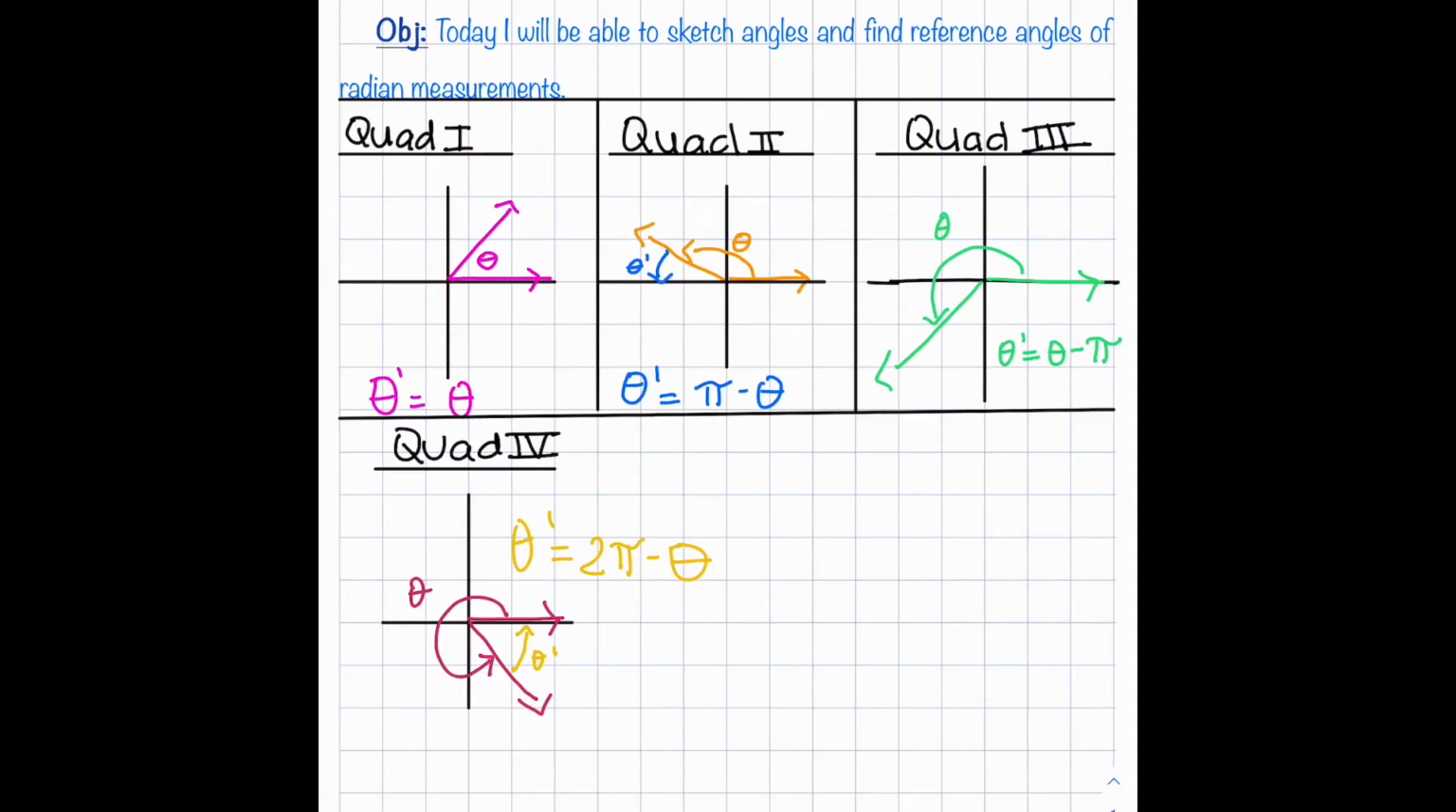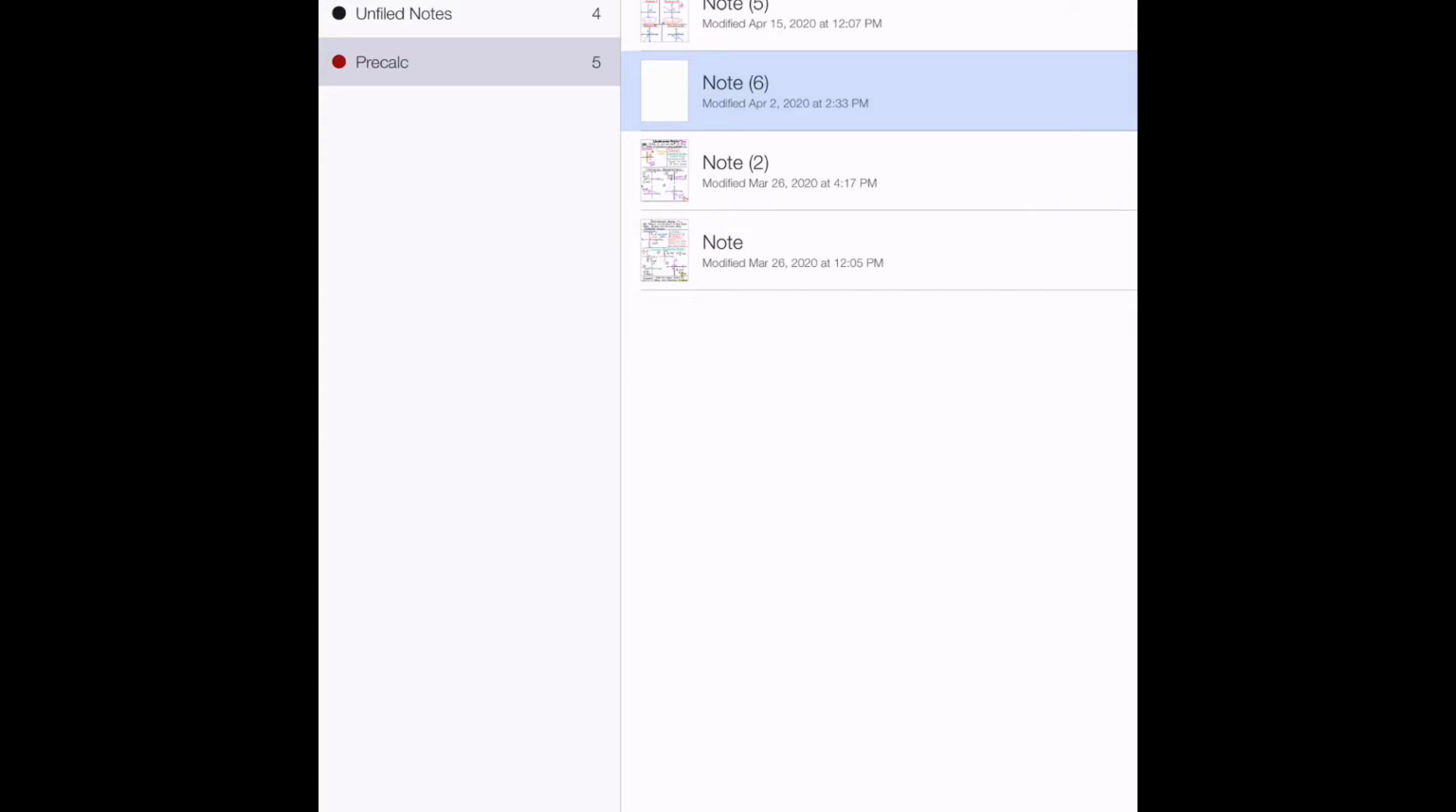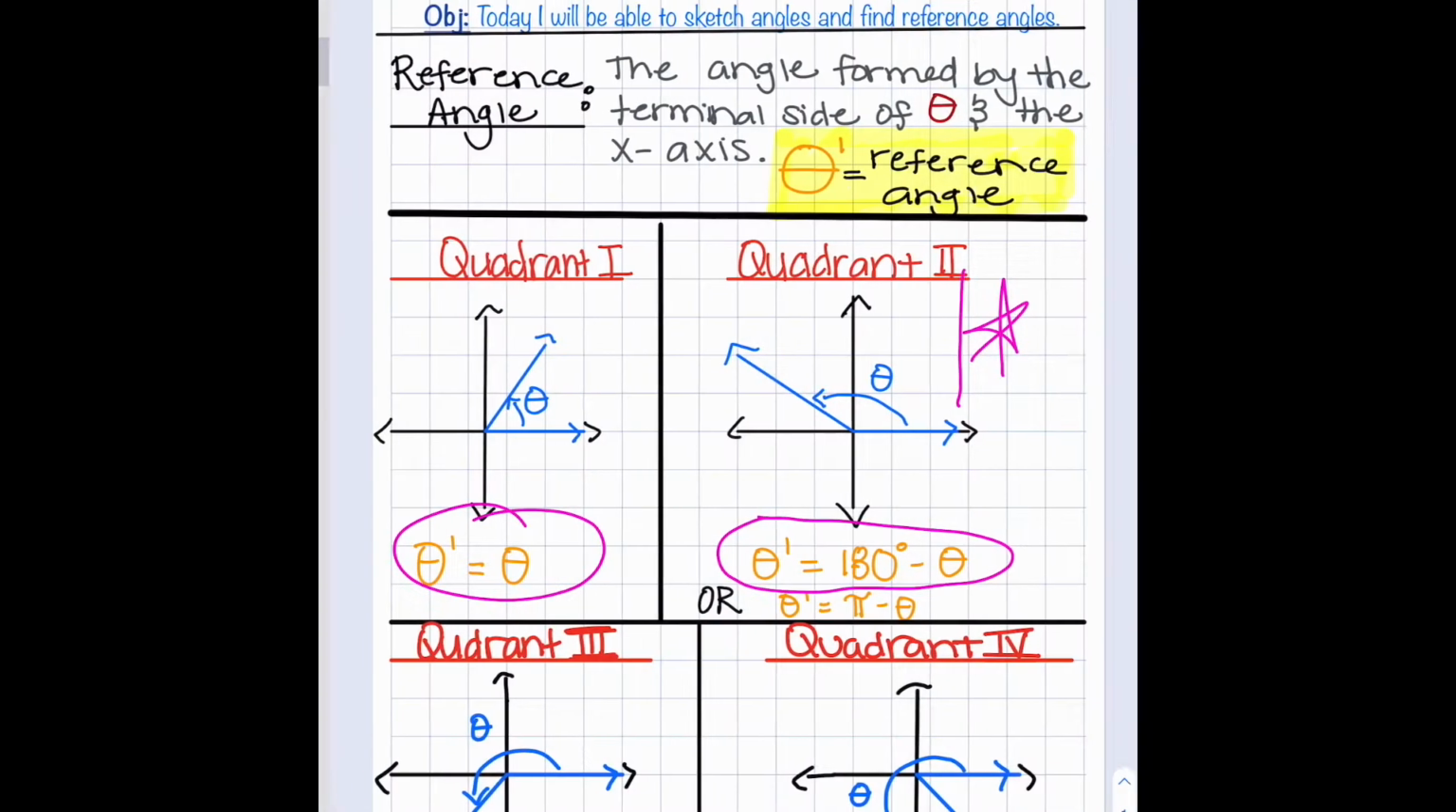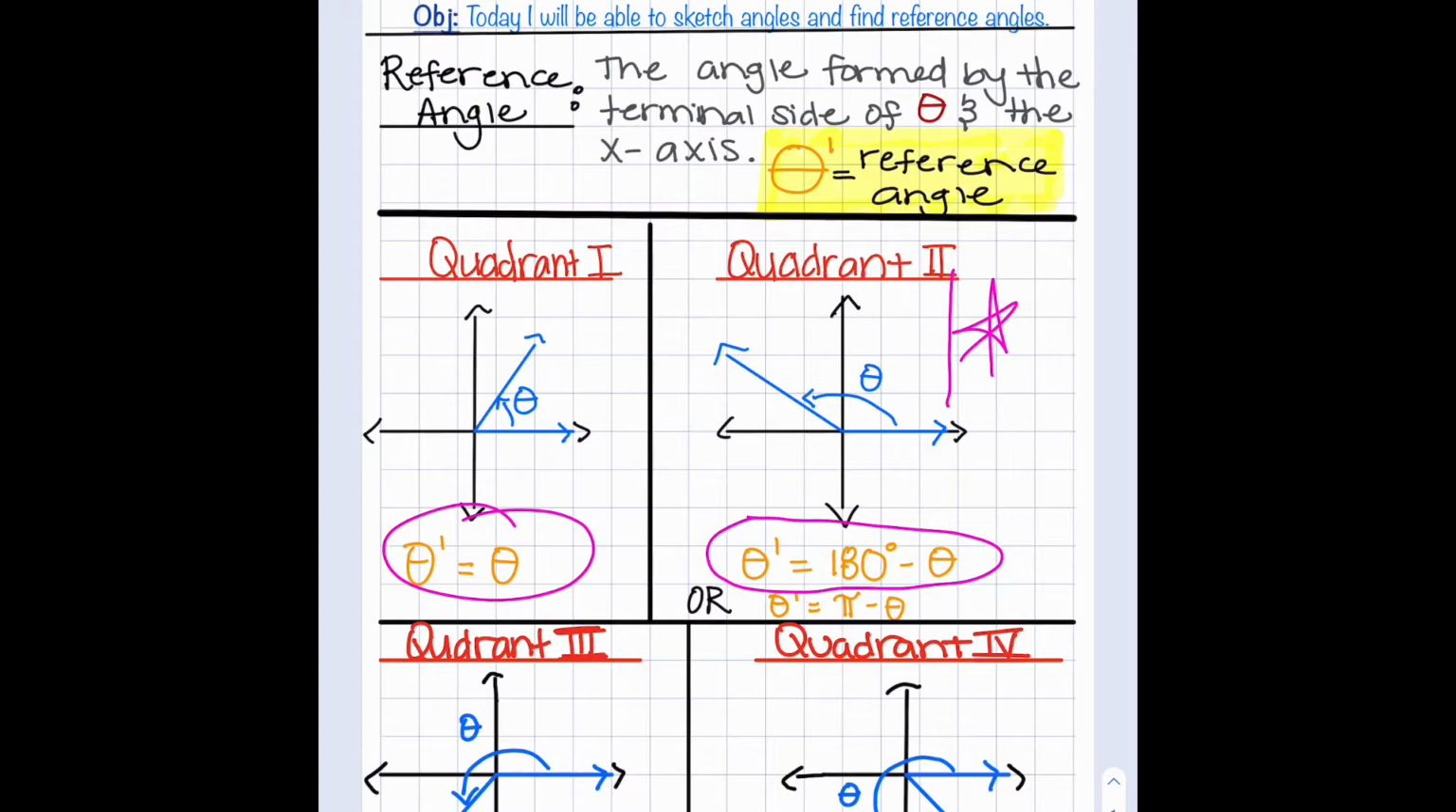All right, guys, so this is part 2 of reference angles. And before we start, I want to take you back to part 1 for a second. Let's just remind ourselves, what is a reference angle? I'm here looking at the definition. A reference angle is the angle formed by the terminal side of theta and the x-axis. Again, we'll be referring to the reference angle using this symbol right here, and that is theta prime.